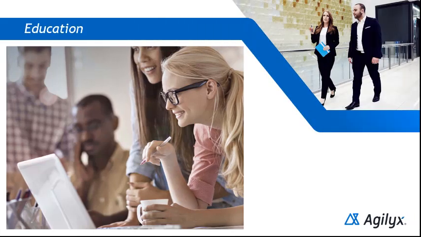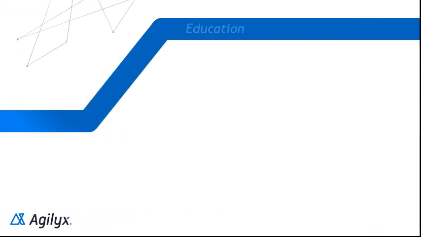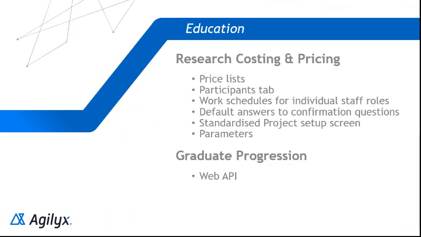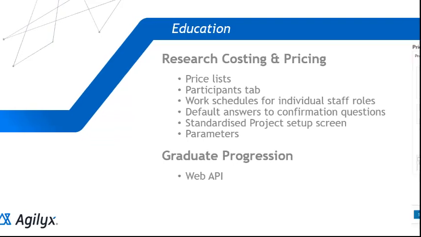Looking at education now. One of the main features of this release is around the support for research projects based around individuals, procedures involving individual participants, for example, medical trials. The most important features and enhancements in this release are listed here, so around research costs and pricing and graduate progression.